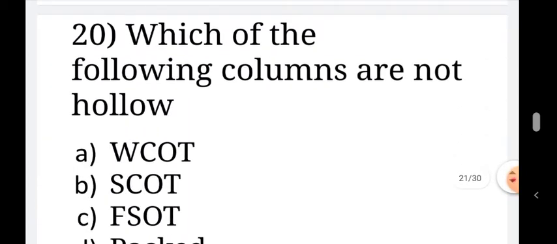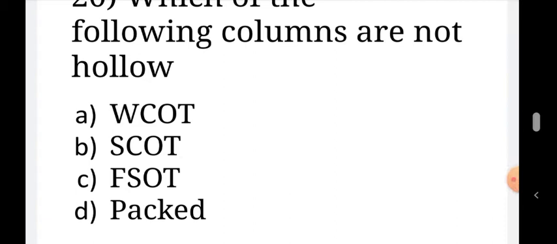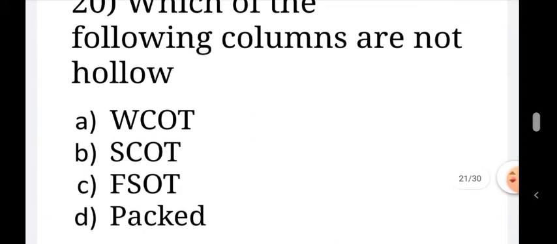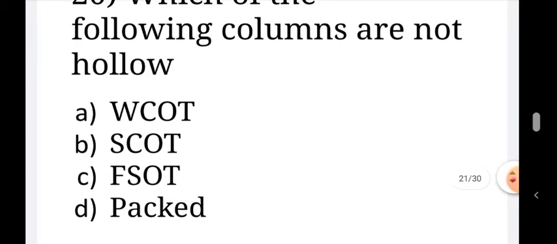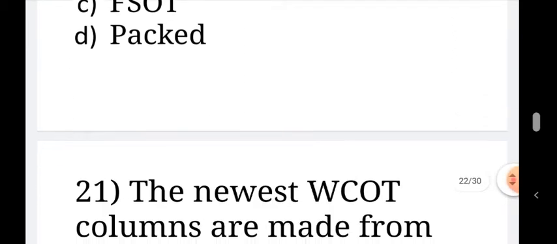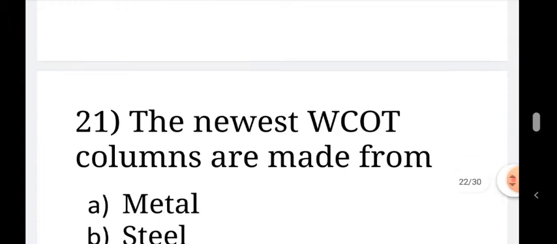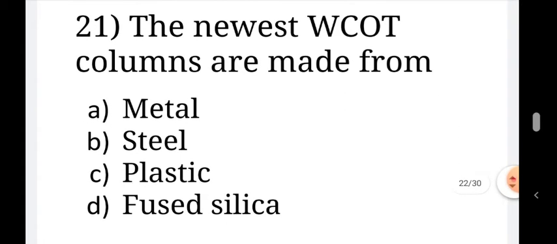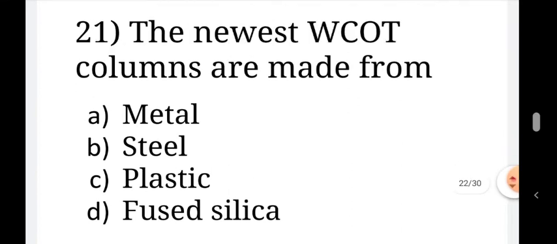Which of the following columns are not hollow? WCOT, SCOT, FSOT, packed. Packed columns are not hollow. All the other three columns are hollow from inside. The newest WCOT columns are made from metal, steel, plastic, or fused silica. They are made from fused silica, the latest one.